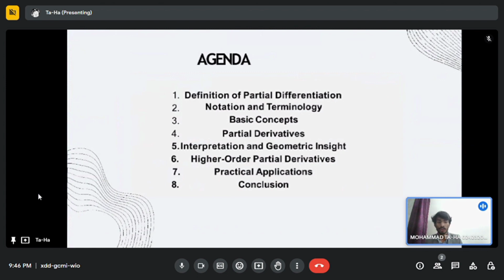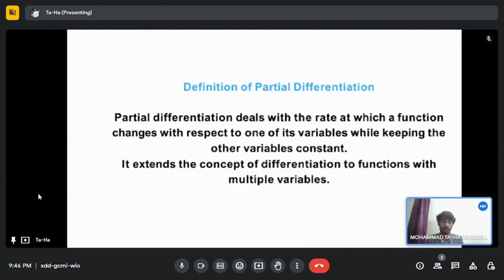Now I am going to share about the agenda of my presentation. Definition of partial differentiation, notation and terminology, basic concept, partial derivatives, interpretation and geometric insight, higher order partial derivatives, practical application, and conclusion. Now, I am going to share about the definition of partial differentiation.